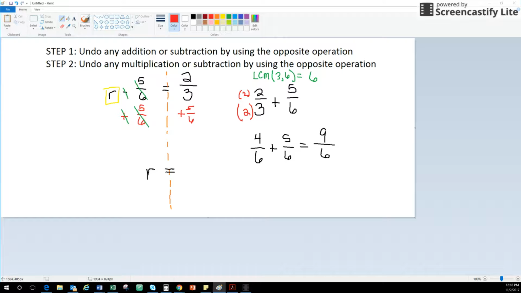If you leave this as an answer, that's fine. It simplifies because both top and bottom divide by 3. And we get 3/2. And if we convert this to a mixed number, we would wind up with 1 1/2. So R is 1 1/2.